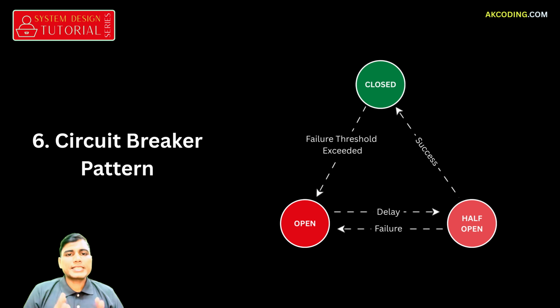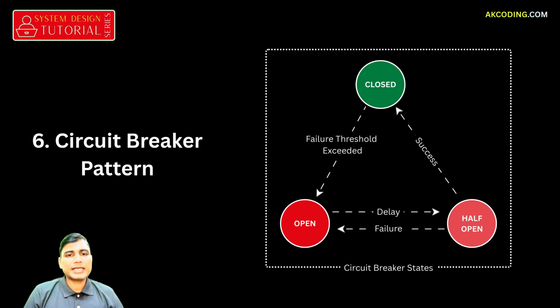Number 6, circuit breaker pattern in system design. Sometimes calling a failing service repeatedly can overwhelm the system. That's where the circuit breaker pattern helps. If failures cross a threshold, the breaker trips and stops further calls. Instead, it returns a fallback response. Once the service recovers, the breaker closes again.